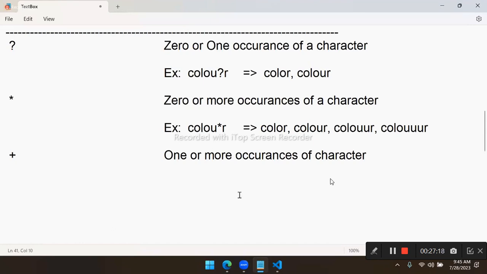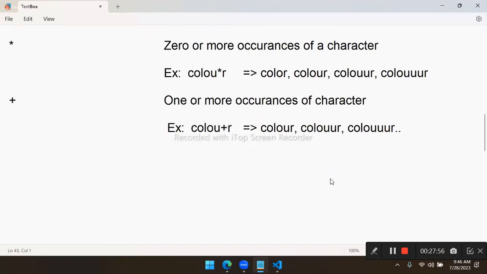That means if I write like this now, COLOU plus R, will it allow COLOR? No, because plus indicates the character must be how many times minimum? 1. Maximum any number of. That means without U it's not allowed. That means the COLOR spelling is not allowed. But COLOUR, like this, you can have any number of times. So that is actually asterisk.